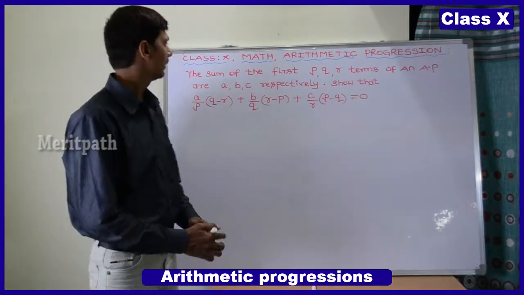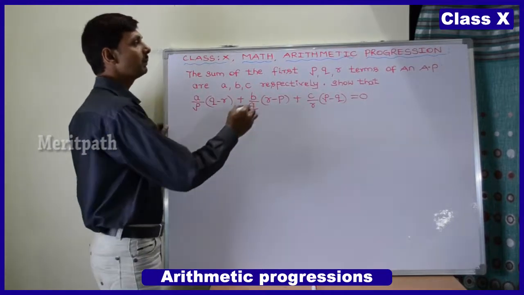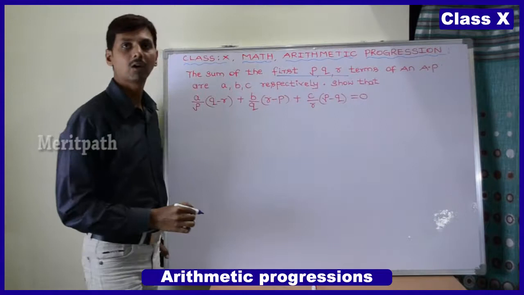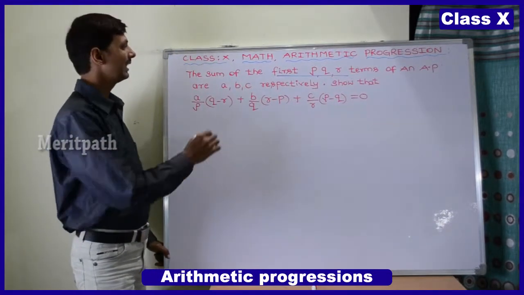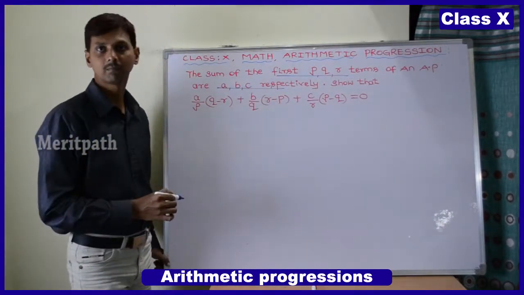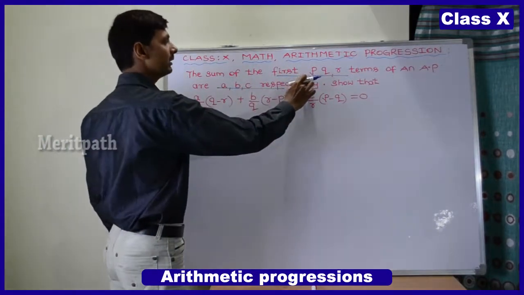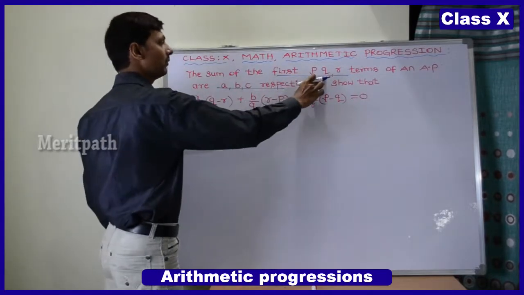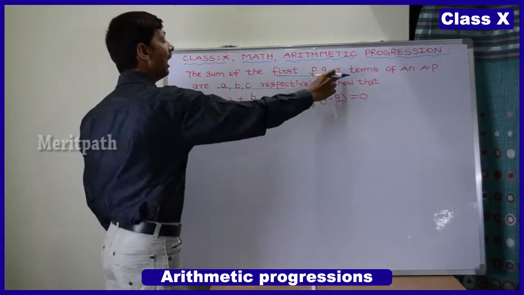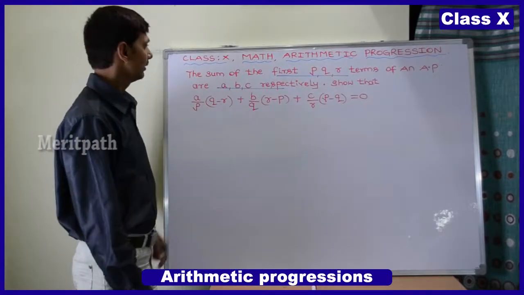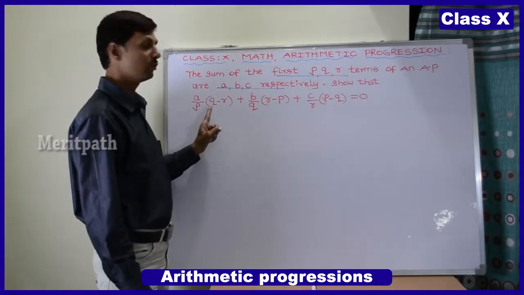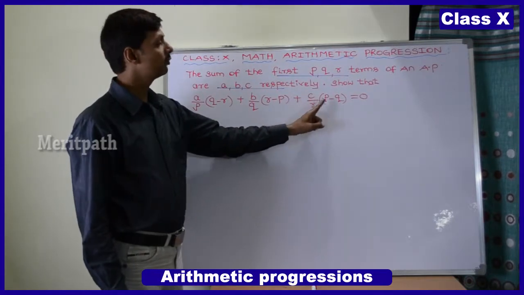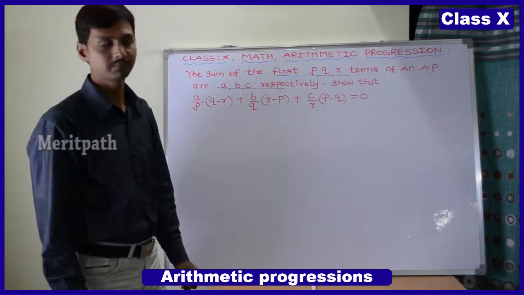Here, the sum of first P, Q, R terms of an AP are a, b, c respectively. The sum of P terms is a, the sum of Q terms is b, and the sum of R terms is c. Then we need to show that a/p (q − r) + b/q (r − p) + c/r (p − q) is equal to 0.